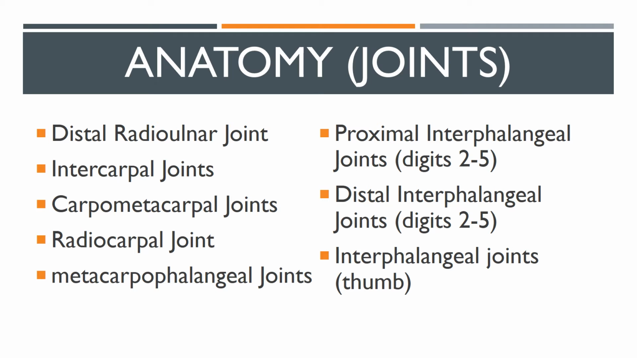The joints of the hand and wrist start with the distal radial-ulnar joint, the intercarpal joints, carpometacarpal joints, radiocarpal joints, metacarpophalangeal joints, the proximal interphalangeal joints, which are the 2 through 5 digits, distal interphalangeal joints, which are the 2 through 5, and the interphalangeal, which is the thumb.